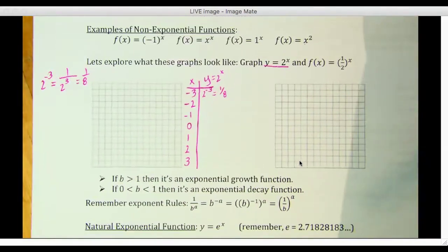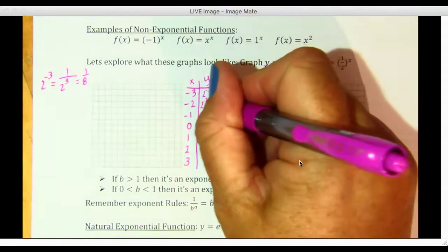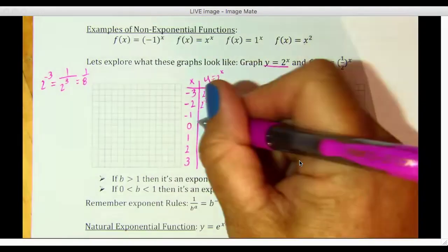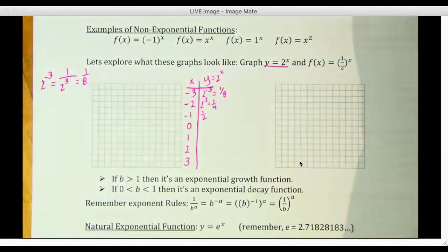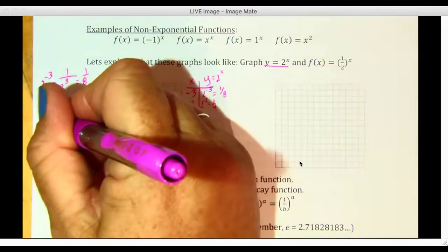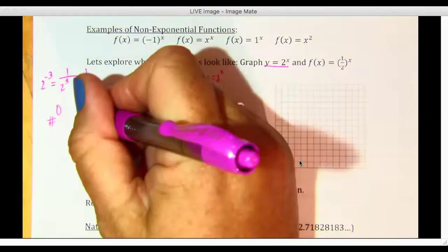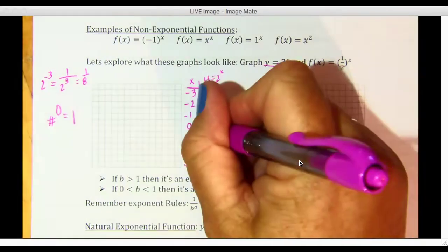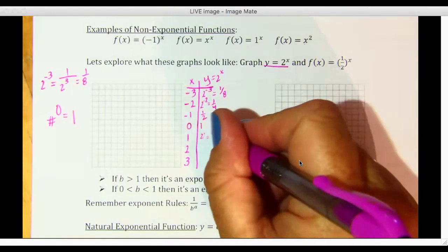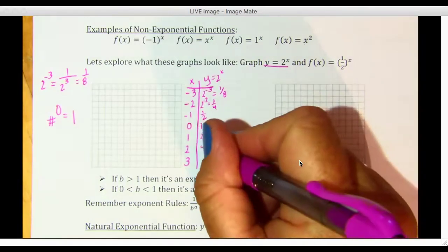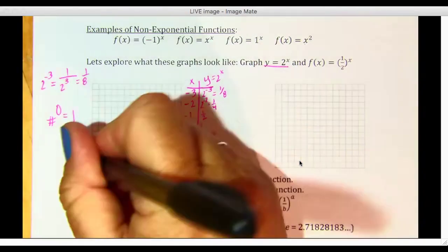Okay. Similarly, 2 to the -2 power equals 1/4. 2 to the -1 would be 1/2. Anything to the 0 power, hopefully you remember that exponent rule as well. If I have any number to the 0 power, that's equal to 1. And then 2 to the first power is just 2. 2 squared is 4, and 2 cubed is 8. So we have some points to work with here.